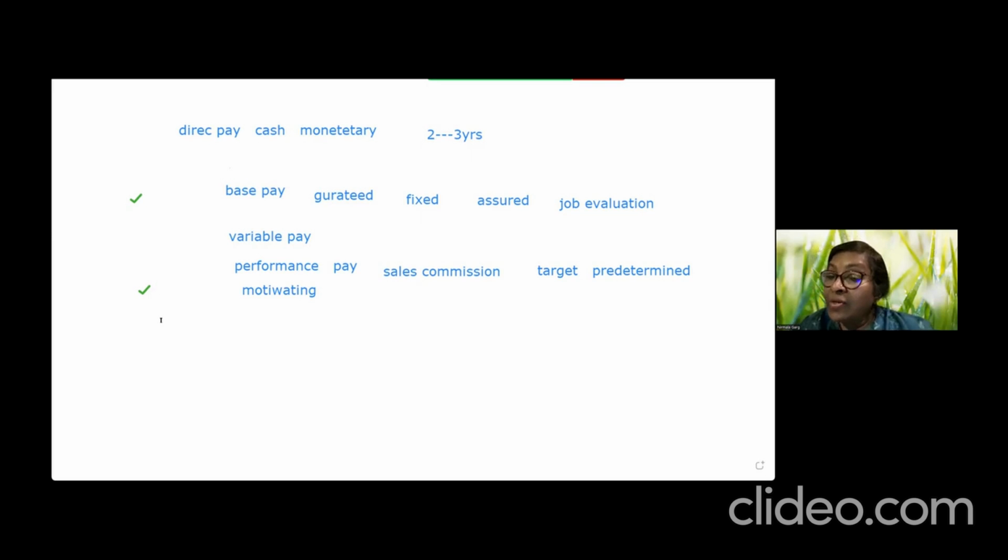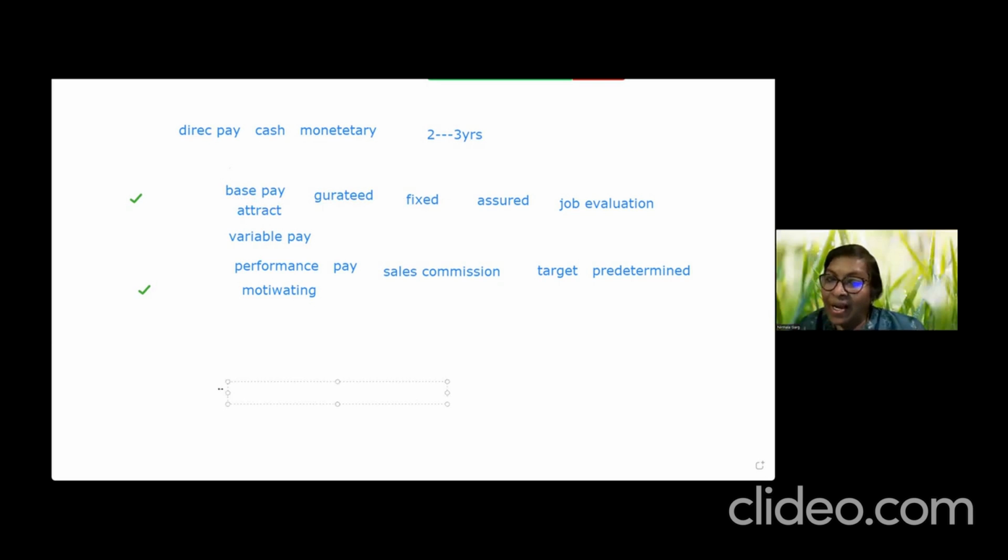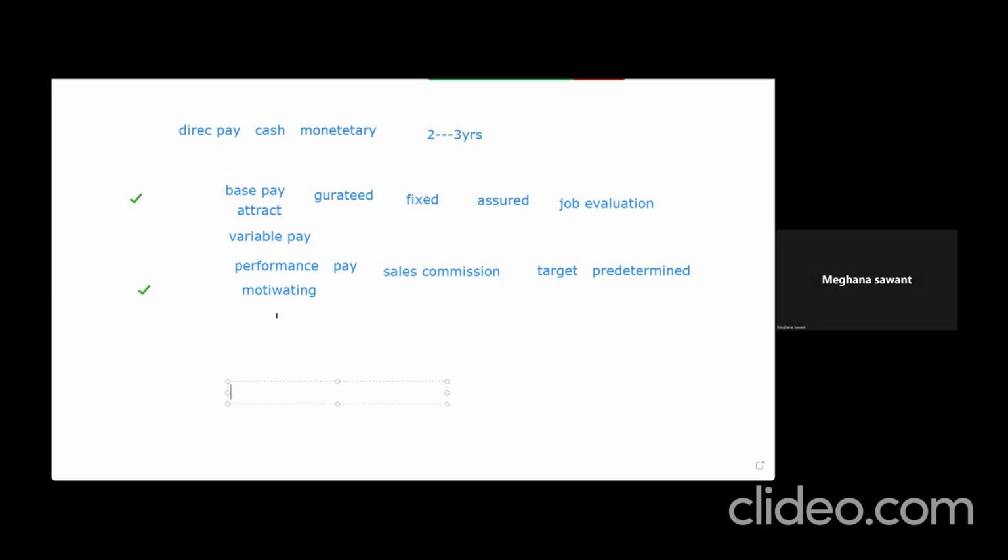So how do you say he is a high performer? Because you will have a criteria saying that if you perform so much, you will get so much, right? So that's how. But base pay is essentially for what? For everyone. For attracting. I come, but I'm getting high pay. So I typically use variable pay to motivate.